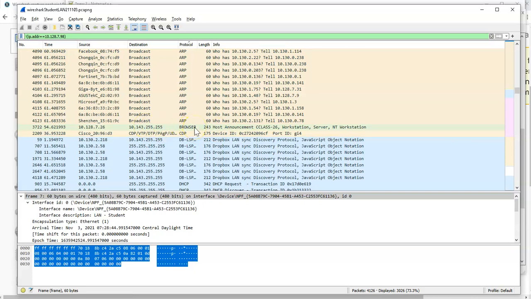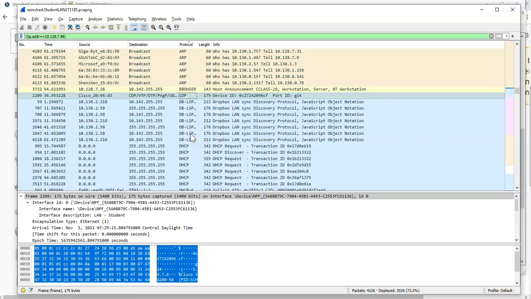Just say there's one browser, there's one CDP, 1, 2, 3, 4, 5, 6, 7 DVLSPs, something about Dropbox LAN sync discovery protocol? Dropbox is generating traffic on my network from these different devices. I might wonder what in the world is Dropbox doing to make my network busy.